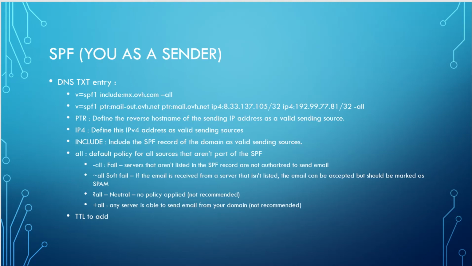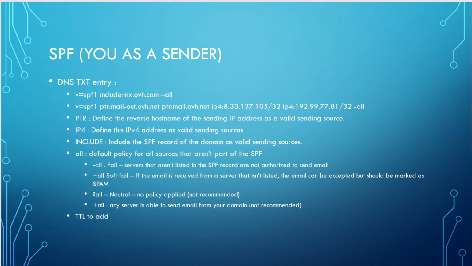Now the PTR entry defines the reverse hostname of the sending IP address as a valid sending source. The ip4 defines the IPv4 address as a valid sending source. And the all at the end, it should be at the end, is the default policy for all sources that aren't part of the sender policy framework entry. So when it's a -all, servers that are not listed in the record are not authorized to send email, and therefore it should be rejected.